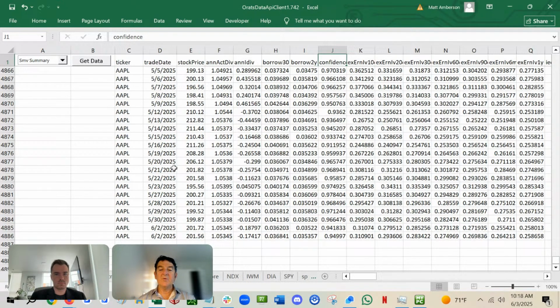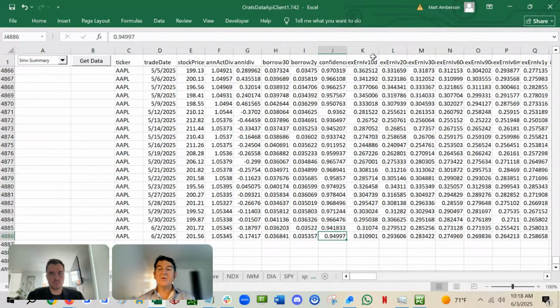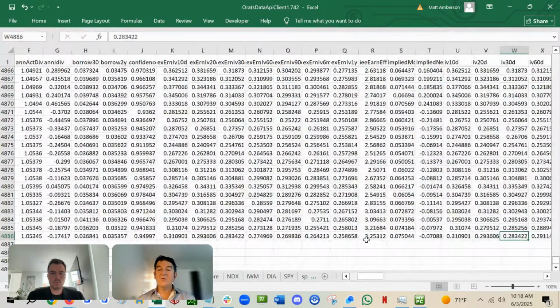There's that confidence, so we do the average confidence. Right now it's like 95% in Apple. And then we do X earnings 10-day implied volatility. So it's 31. And if there's no earnings in Apple, the actual 10-day will be the same, which is 31.0901. But I think Apple's earnings are probably 60 days out. Let's see. Yeah, there's one.